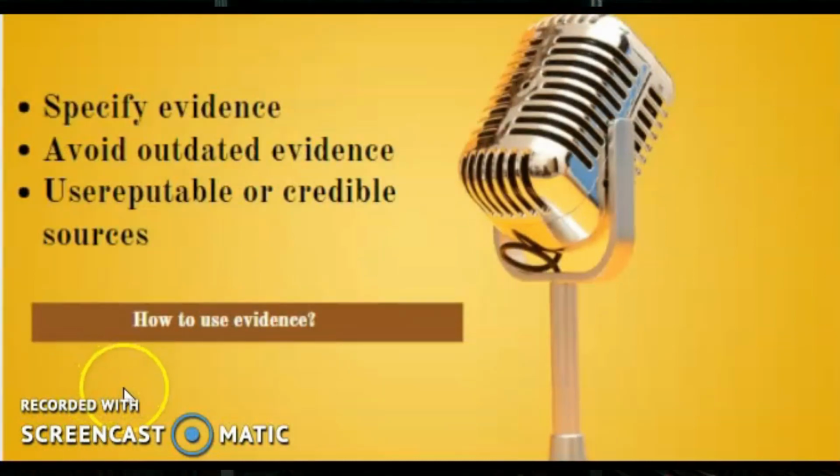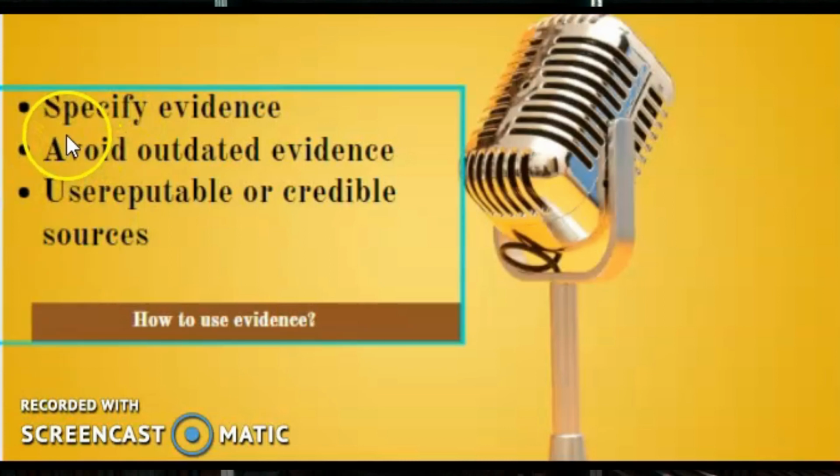Next is that we have to use enough evidence. So how are we going to use the evidence that we have? The first one is that you have to specify your evidence. You have to let them know where you were able to get the information. Is it from whose source? Is it through a research or whatsoever?